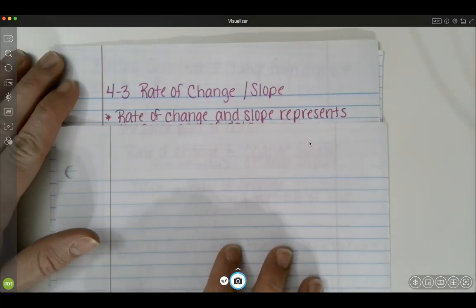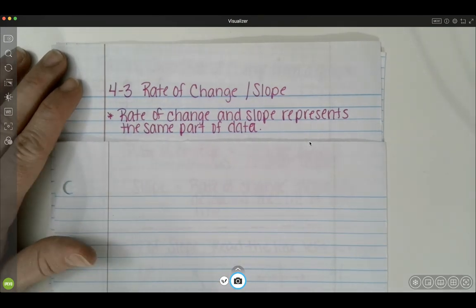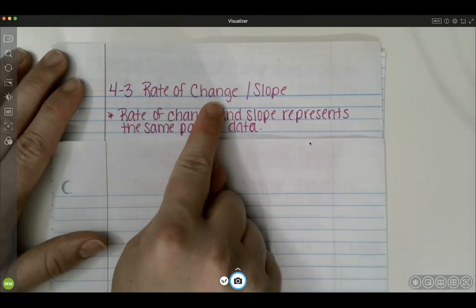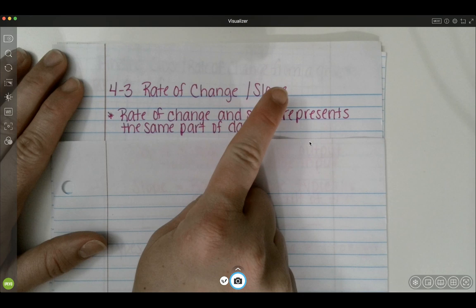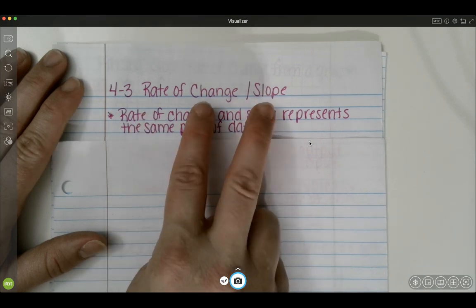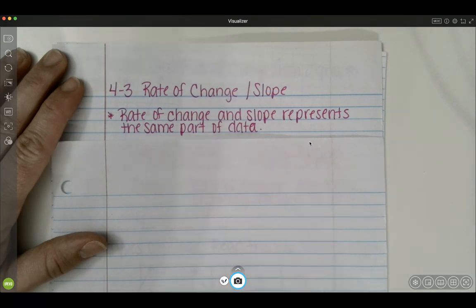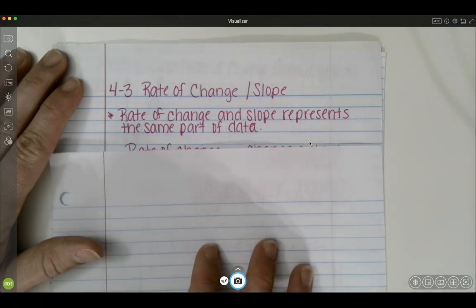So the first thing that you need to understand is that they represent the same exact thing. When a question asks you for rate of change, it's asking you for the slope. When it's asking you for slope, it's asking you for rate of change. These are exactly the same two things. So you need to understand that these two words are interchangeable, okay?